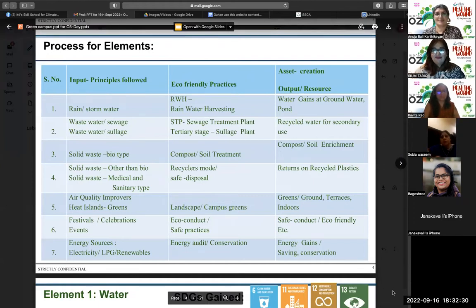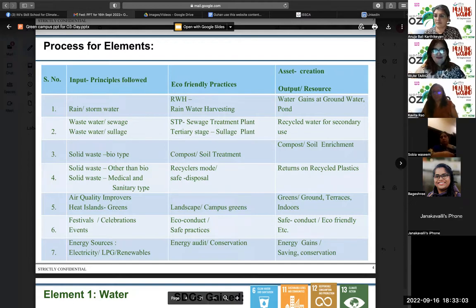Now, third point is the waste in the campus. Waste, I said campus or complex or colony or a commune or a habitat or a home. You can try to keep it clean, and with clean, you add the word green. Now we have got solid waste. I will put solid waste into two categories. Mainly, one is bio waste and other is other than bio.